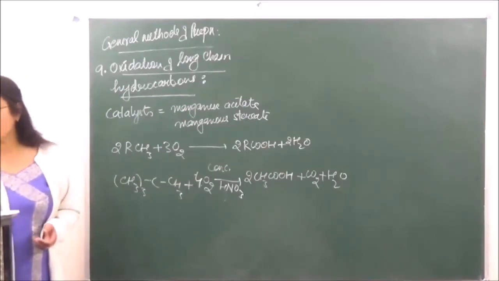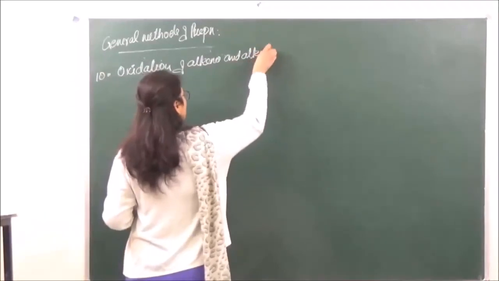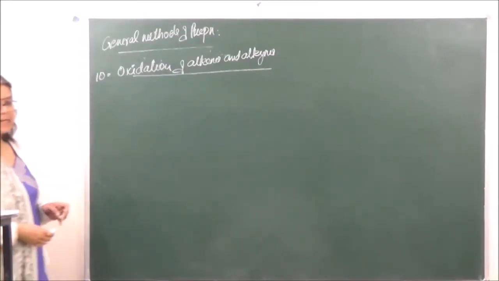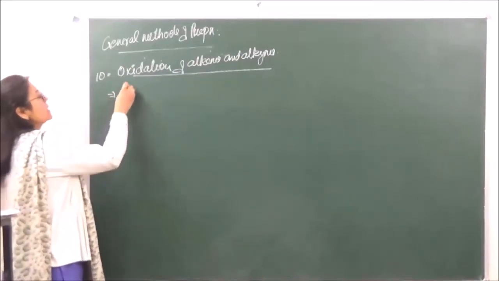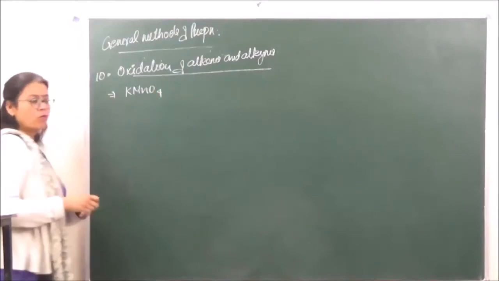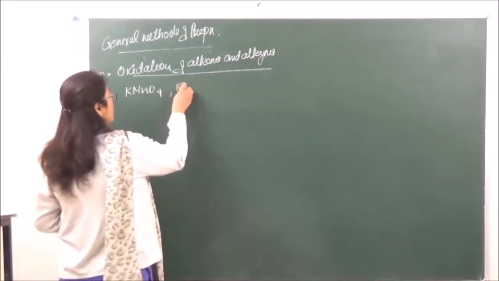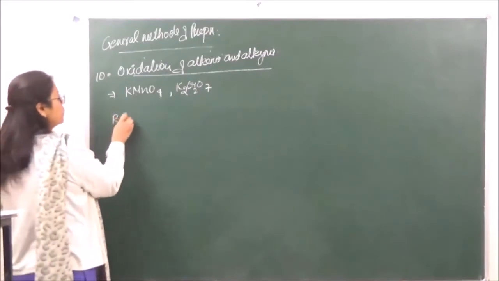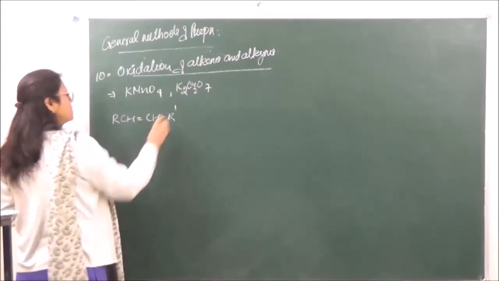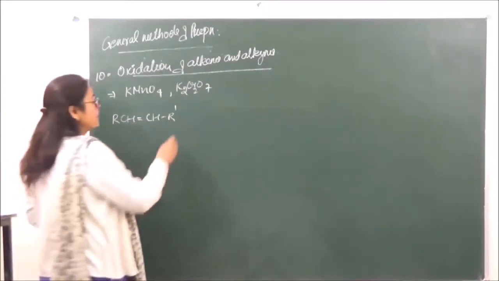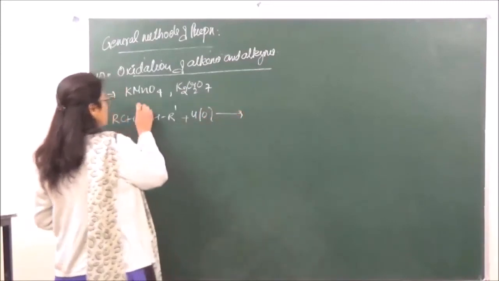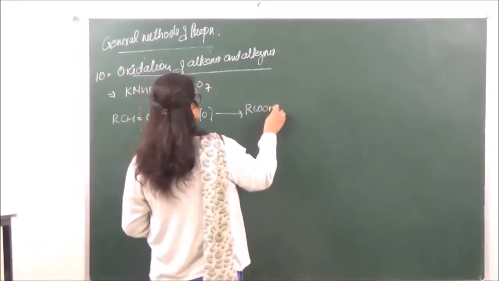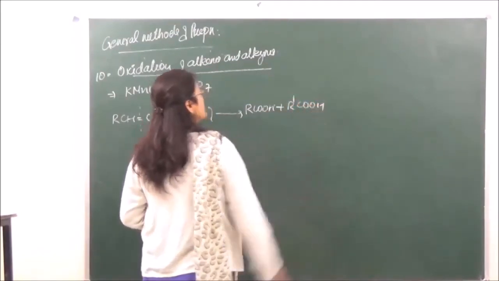The next, the 10th, is oxidation of alkenes and alkynes. Now over here the oxidizing agents which we are going to use are hot alkaline KMnO4, or we can use K2Cr2O7, right? So over here we are taking an alkene of the type R dash, and we are oxidizing it. We are going to get a mixture of acids. The cleavage of the bond will take place from here, okay? And we are going to get RCOOH plus RCOOH.